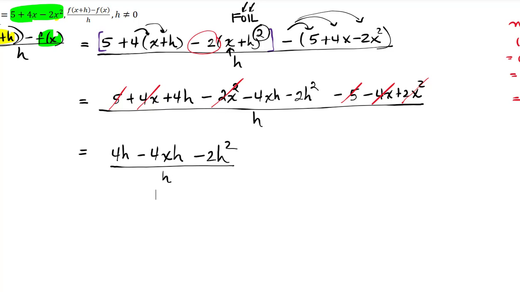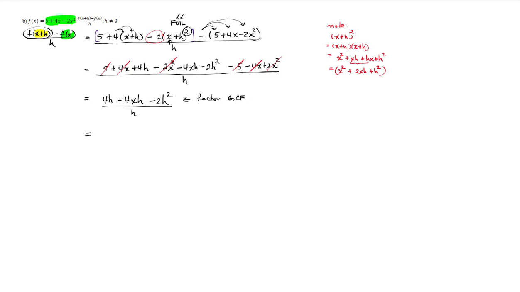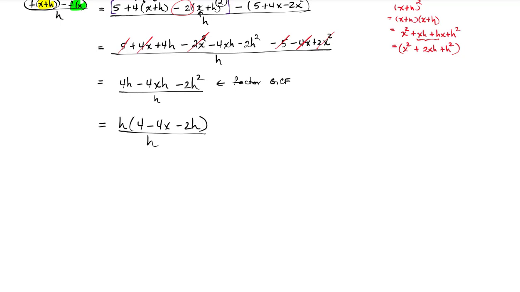Now to divide out h in the denominator of this expression, we need to express the numerator as a product. So one way to do that is to factor out the GCF, which is the greatest common factor, from the numerator. They all have an h in common, so we're going to factor that out, leaving us with 4 minus 4x minus 2h all over h. From here, we can divide out the common factor, which is h, leaving us with an answer of 4 minus 4x minus 2h. And this is the difference quotient for the function f of x.